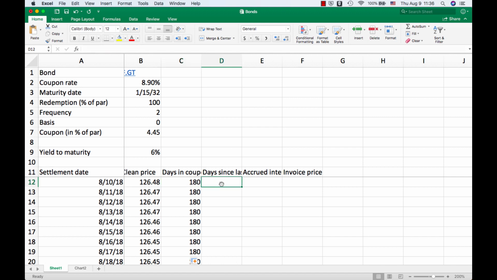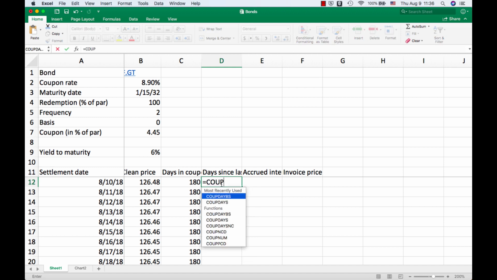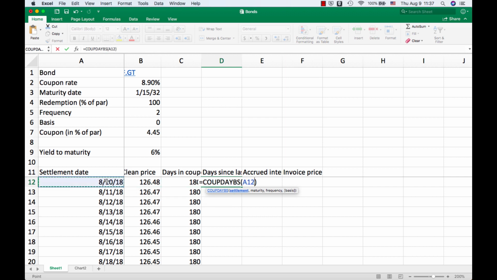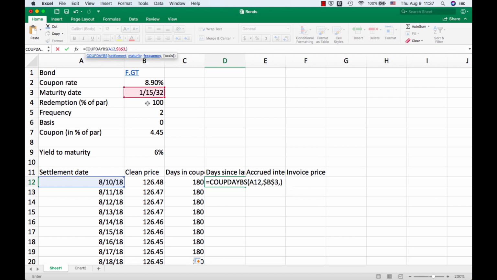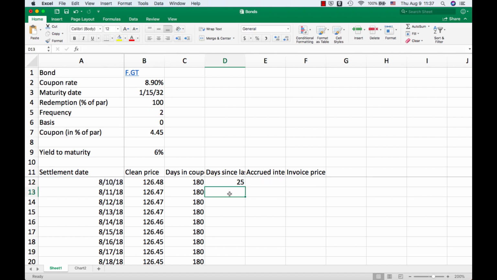More interestingly, we want to figure out how many days have passed since the last coupon was paid. And again, Excel gives us a function for that. It's called coupdaybs. BS actually stands for beginning to settlement date in this case. So we need the settlement date, the maturity date, the frequency, and the basis, making those all absolute. It shows, for example, that on August 10th, 25 days have passed since the last coupon payment.